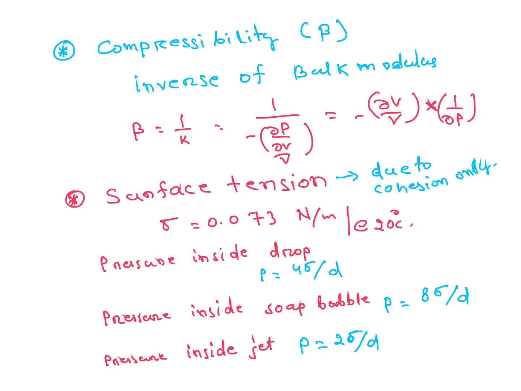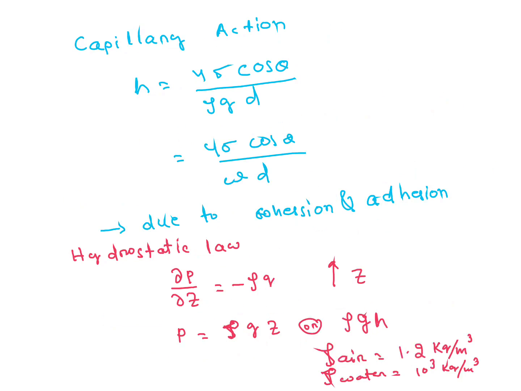Here capillary action is also important. Capillary action formula is h equal to 4 sigma cos theta by rho g D. They will ask the height of the liquid column, rise in that tube or fall in that tube. You have to solve that question and answer. And capillary action is due to cohesion and adhesion.